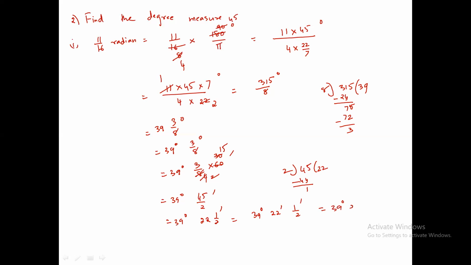So half minute I will change by multiplying half into 60. I will change it to seconds. 39 degrees, 22 minutes and 30 seconds. This is how I will change.